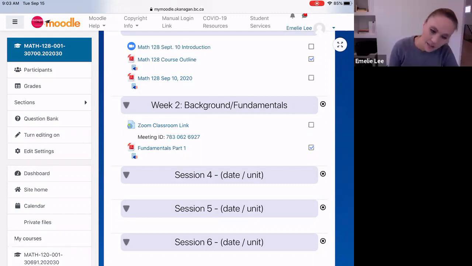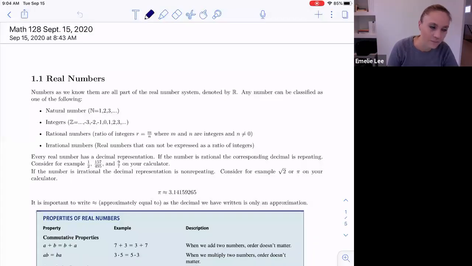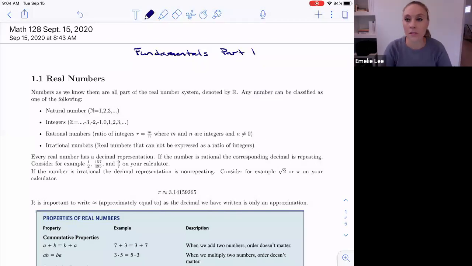So here I'll write Fundamentals Part 1. And I'm shamelessly stealing from another textbook that I've used, and that I am using for the pre-calculus course that I'm teaching. Because it's all the same, I figured I'd save myself some work.